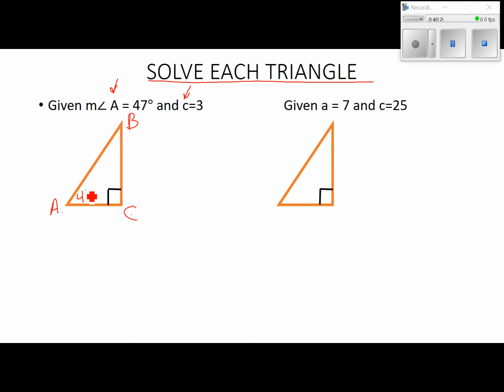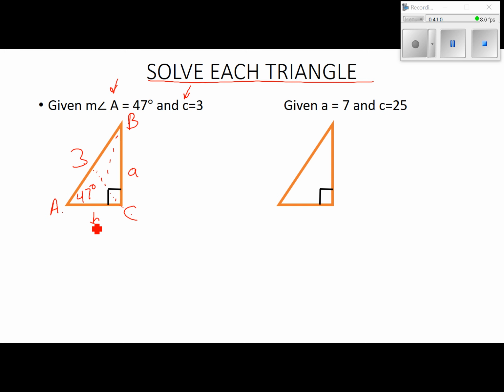Angle A is 47 degrees, so I'll write it in there. Little c is going to be across from big C, so this is going to be little c over here. We'll make it 3. This would be little a across from big A over here, and then little b across from big B would be over there. Just so everybody's uniform, the lowercase letters are across from the capital letters. The capital letters stand for your angles, little letters stand for your sides.